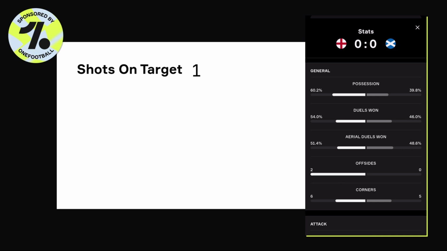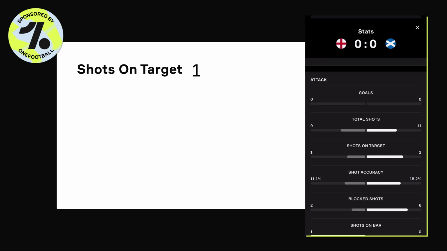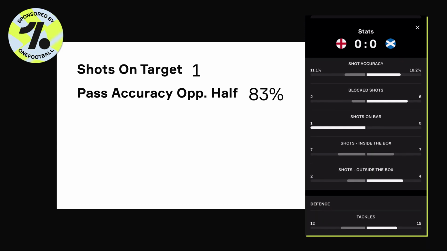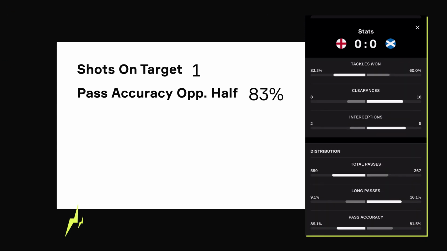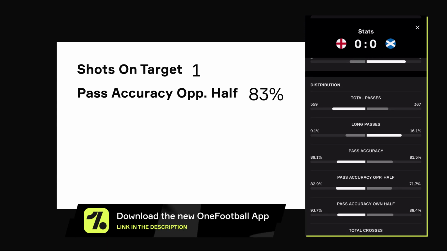England's one shot on target shows that the ball isn't getting into the right positions. This needs to be better. I'd also say that the pass accuracy is something to look at. Interestingly, I'd say that the 82% accuracy in the opposition half isn't something you really want. It actually wants to be lower than that. 83% shows that you're probably being too safe. England need to take risks.